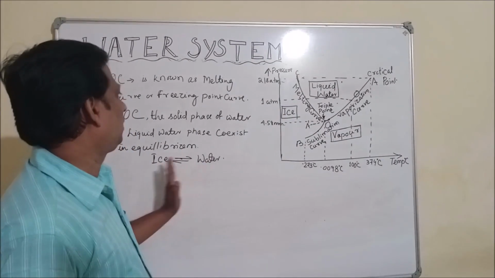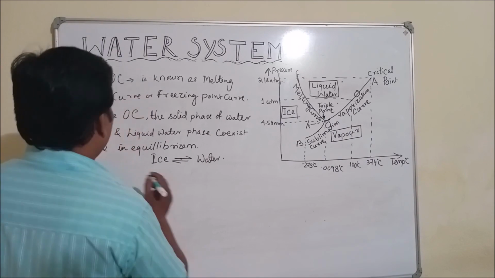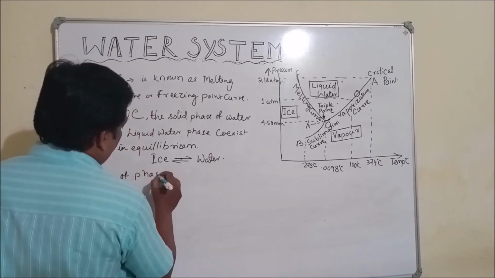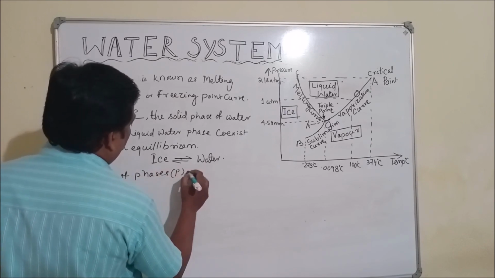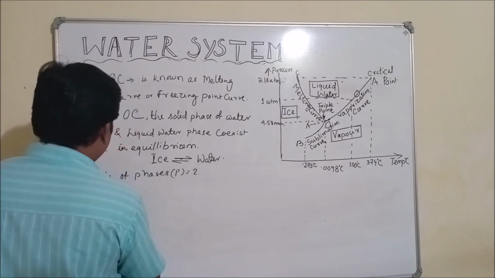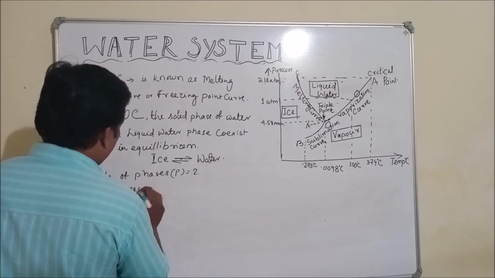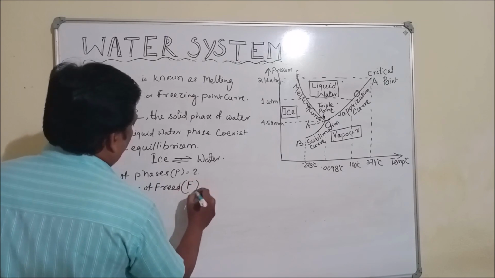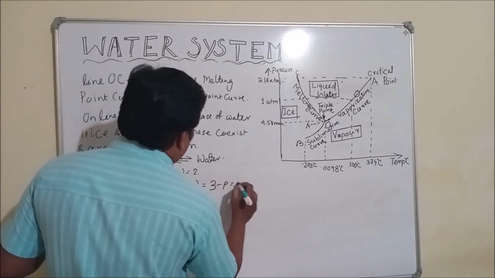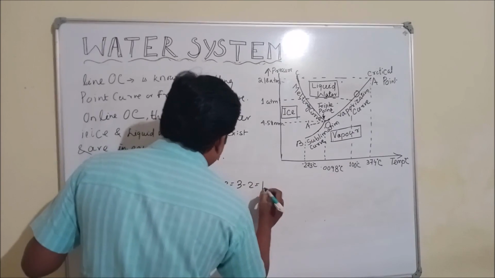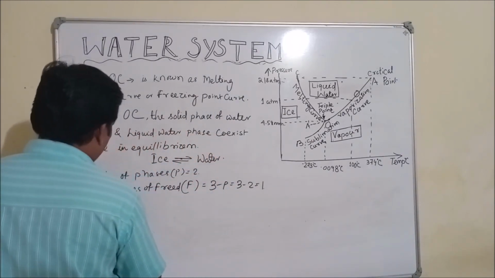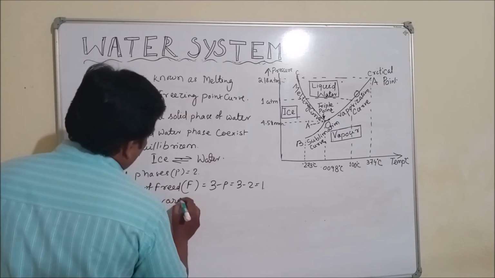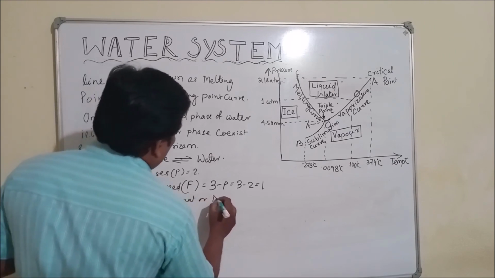So here ice and water are in equilibrium condition. The number of phases P is equal to 2. And what will the degrees of freedom F be? What is the equation, 3 minus P, so it will be 3 minus 2 equal to 1. So it is univariant or monovariant.